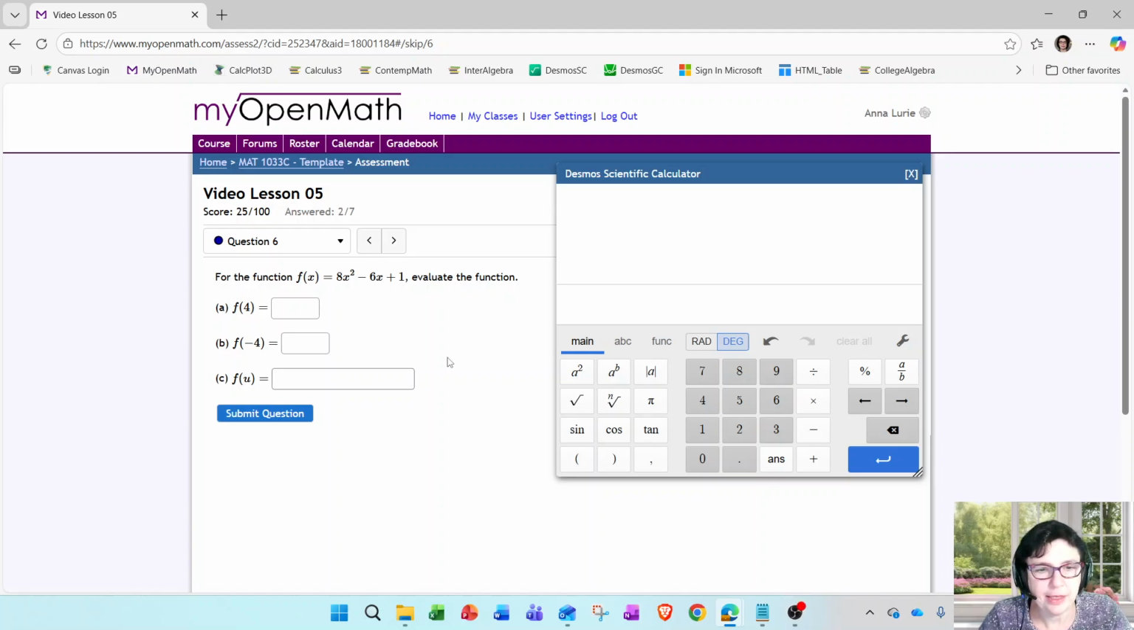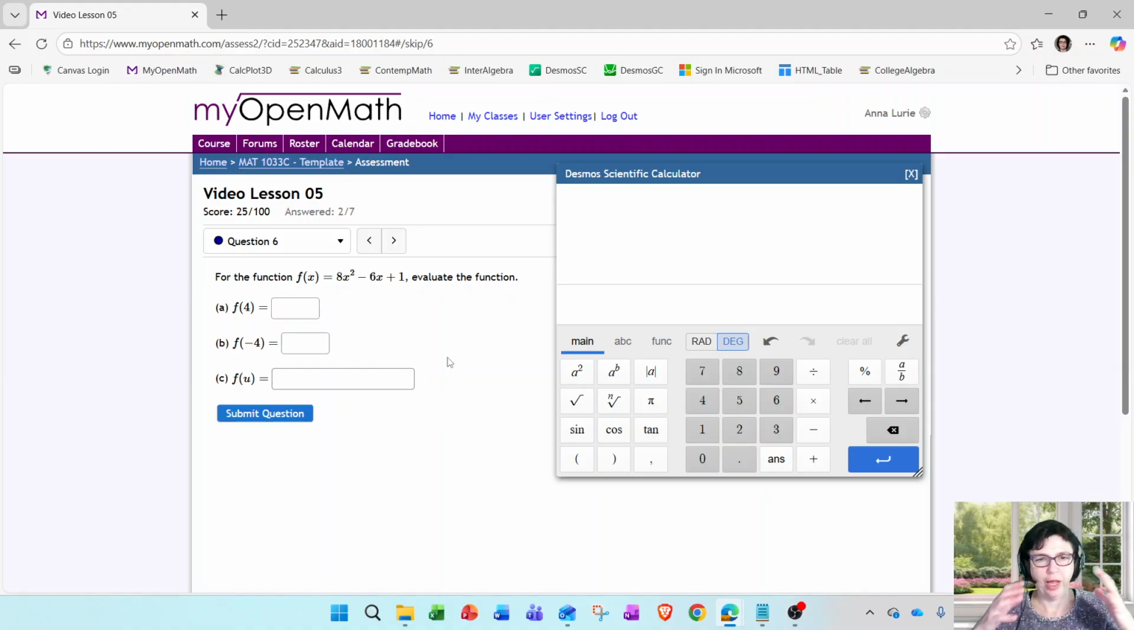Okay, guys, in this video, we are going to evaluate 8x squared minus 6x plus 1. Sometimes we call this a quadratic function. Why quadratic? Because we have that x squared term. Remember, that's taking an input and multiplying it by itself.